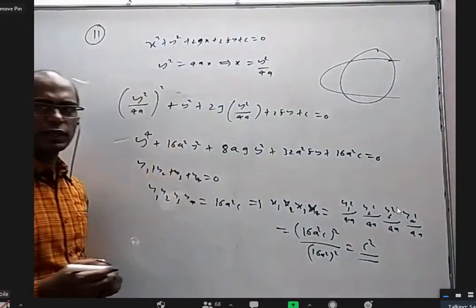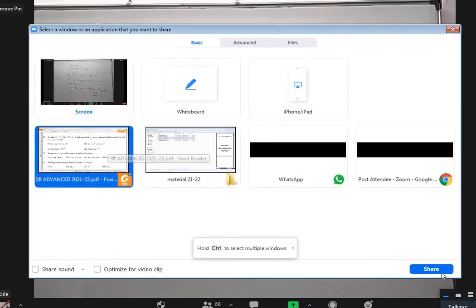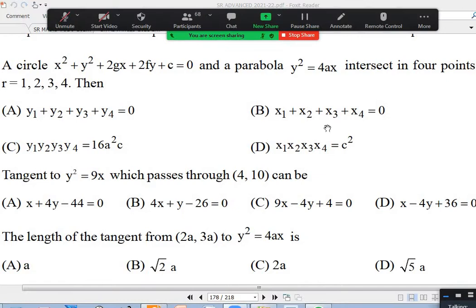Okay, but sum of the x coordinates is definitely not 0. So we got, out of the 4, 3 options. So we got option D, option C and A, but not B. Is it okay? 11th question? Yes. Please respond.